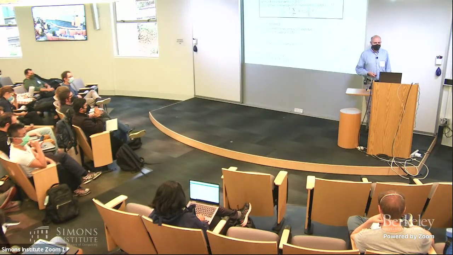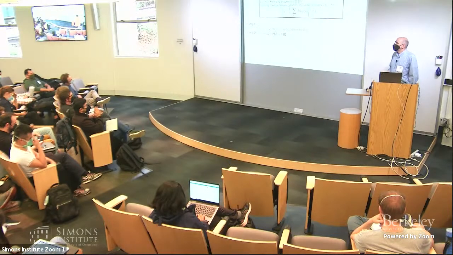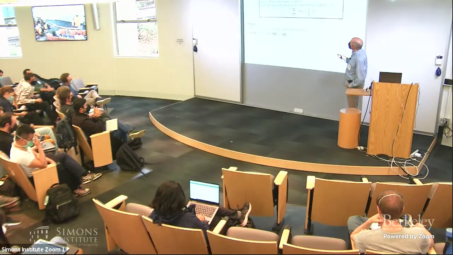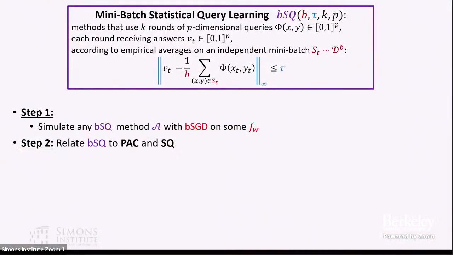The way our analysis proceeds is in 2 steps. In the first step, we simulate any mini-batch SQ algorithm using mini-batch SGD. This simulation is pretty straightforward. The mini-batch SGD precision corresponds to the precision here, and the mini-batch size corresponds to the mini-batch here. We have a completely direct, one-to-one correspondence. And so we can say that the learning power of mini-batch SGD is exactly the same as the learning power of this mini-batch SQ model. This allows us to forget about gradient descent and just ask how this mini-batch SQ model is related to PAC and SQ.